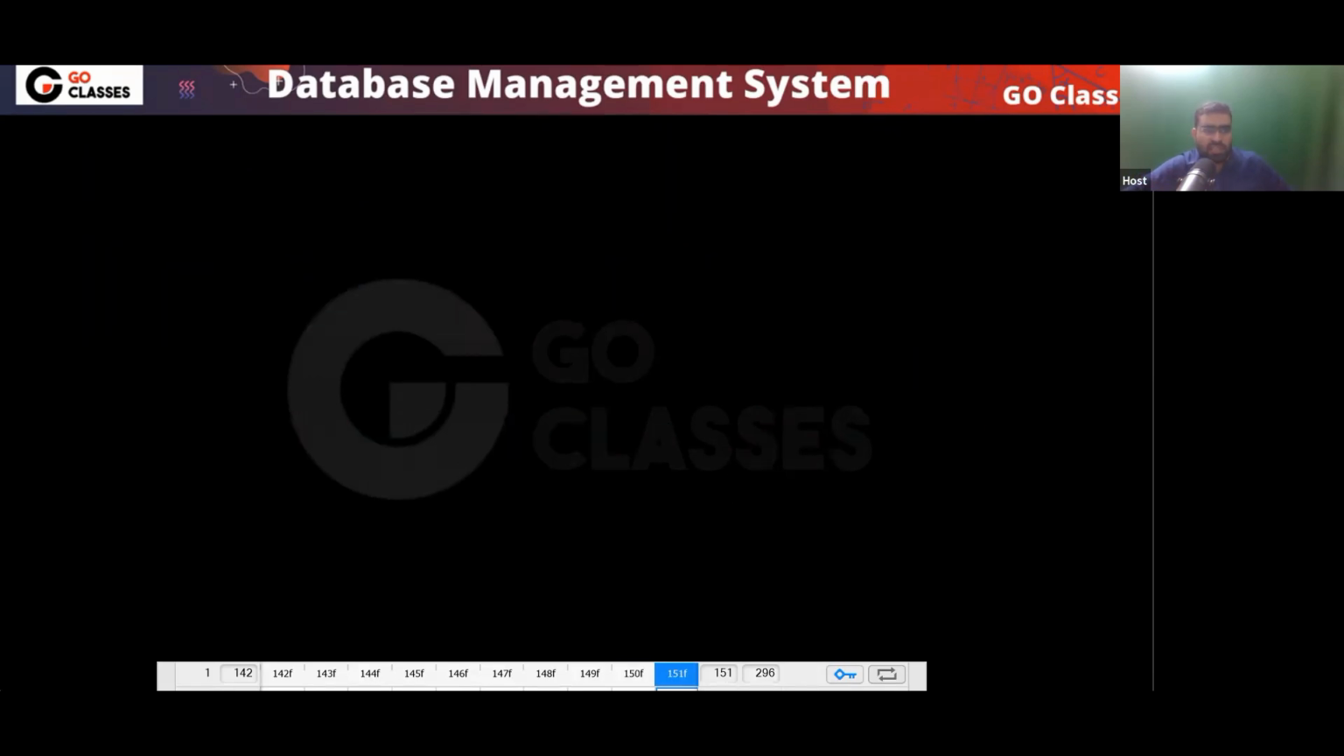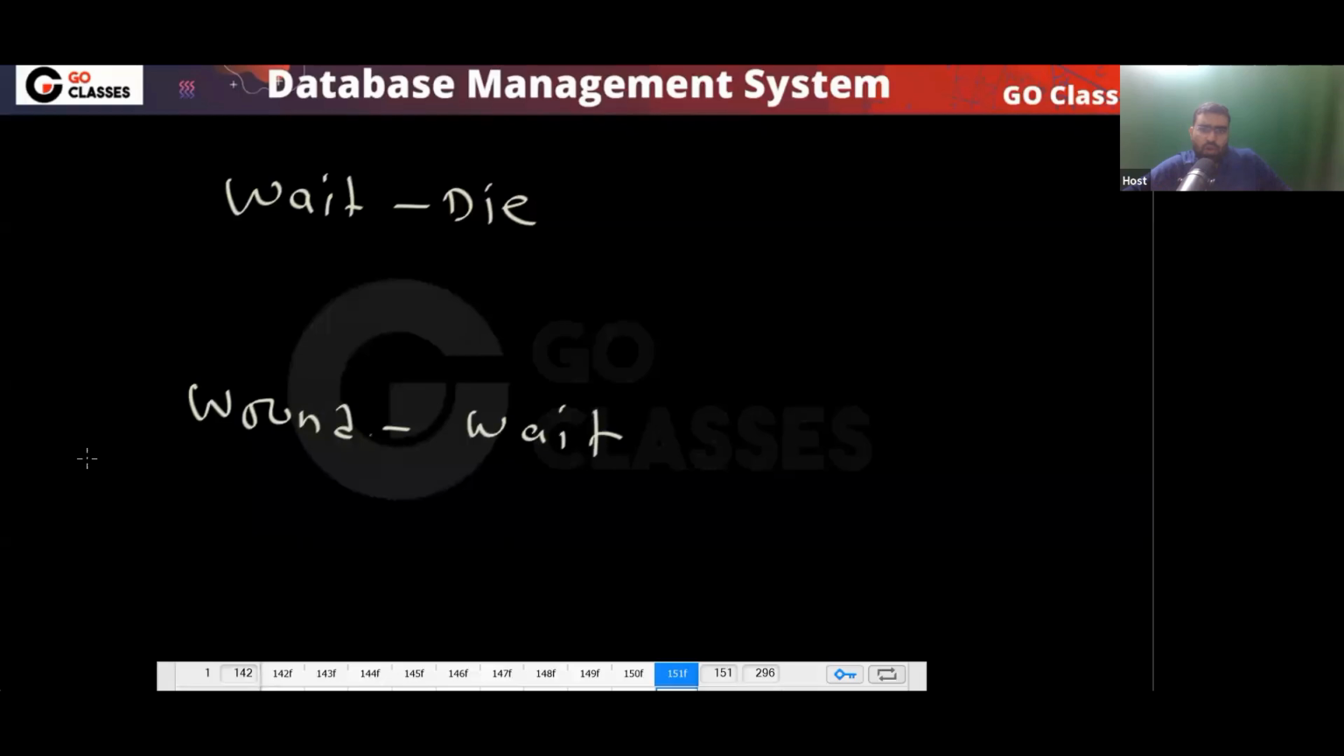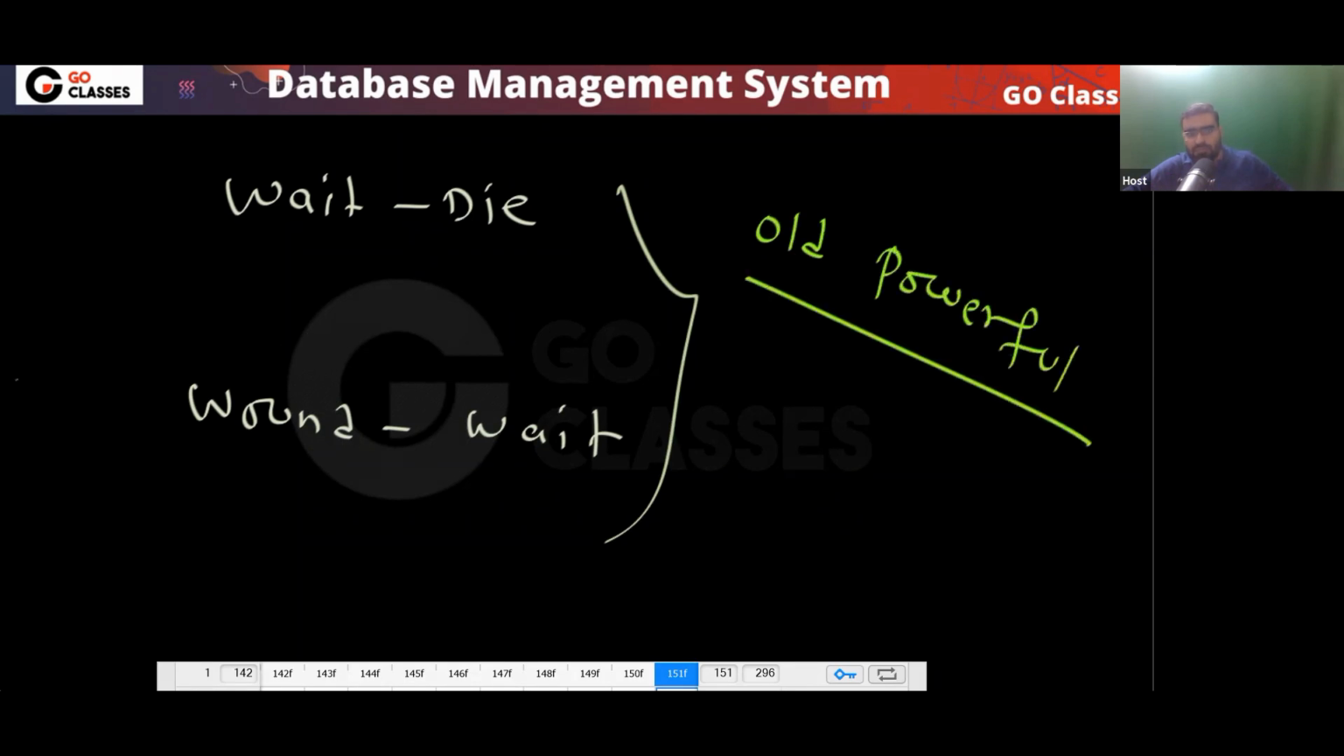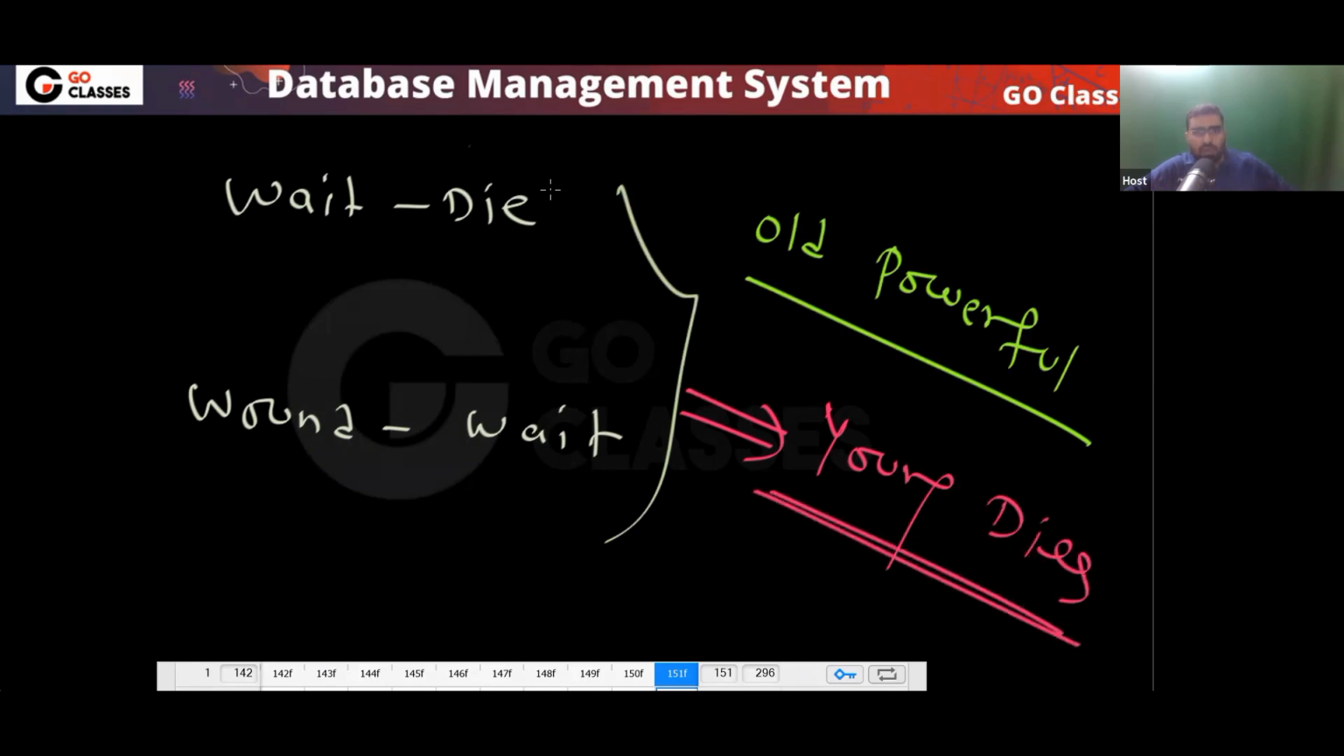Did you understand both of them? There is a wait-die scheme and there is a wound-wait scheme. In both of them, what happened? In both of them, old is powerful. In both of them, who will actually die? Young dies. Yes or no? In both of them, only young will die. Young dies means young will abort.